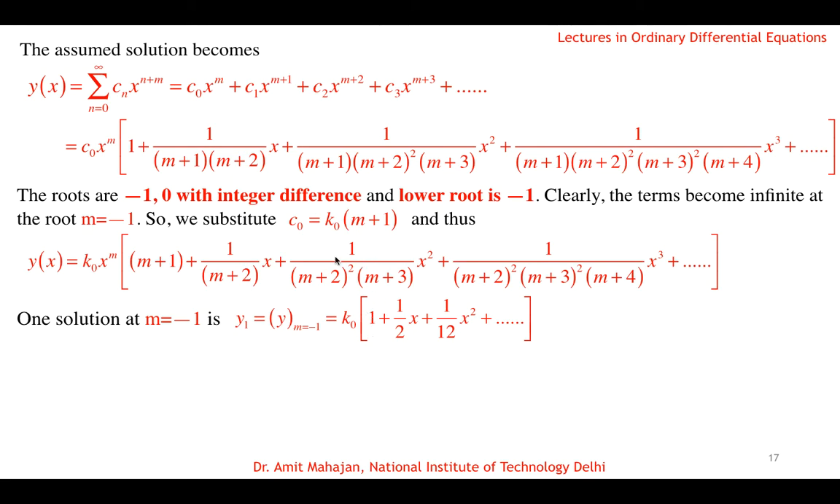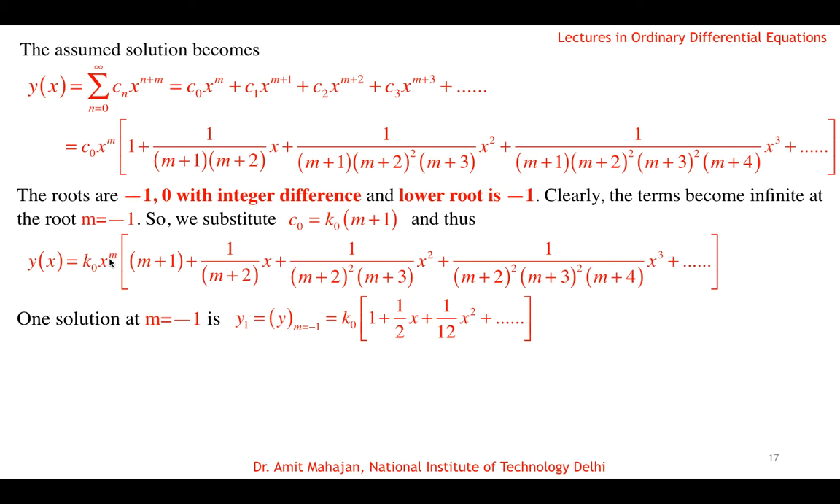Similarly this will be x square, and then 1 by x is outside, so that will be x term with whatever value from here, which is half. Similarly here. So one of the solutions is calculated by putting that lower root m is equal to minus 1 in this equation. After substitution, C naught is equal to k naught times m minus m1, the lower root, m plus 1 here. And for the second solution we take the derivative of this y with respect to m.